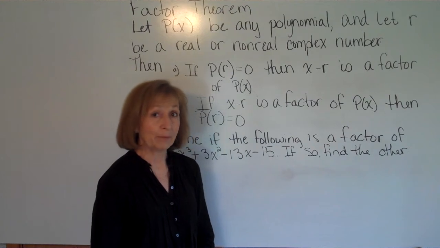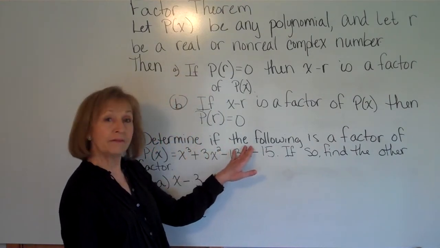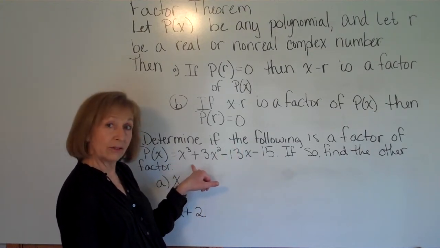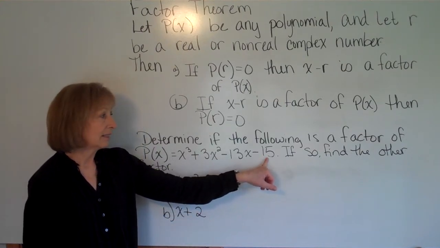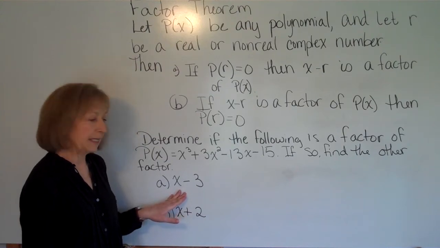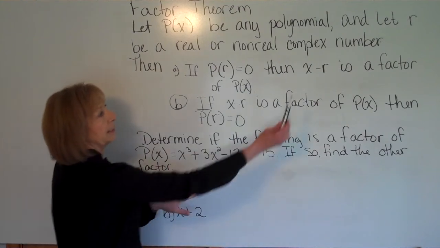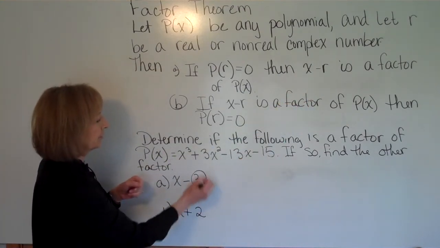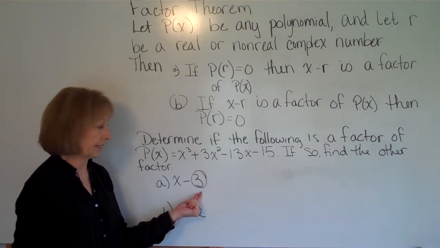Let's look at a couple examples so that we understand the theorem a little bit better. So this says, determine if the following is a factor of the polynomial p of x equal x to the third plus 3x squared minus 13x minus 15. And if so, find the other factor. Well, our first one is for x minus 3. So remember, it's x minus r. So x minus the 3 is what is following the minus. So in this first example, r is 3.